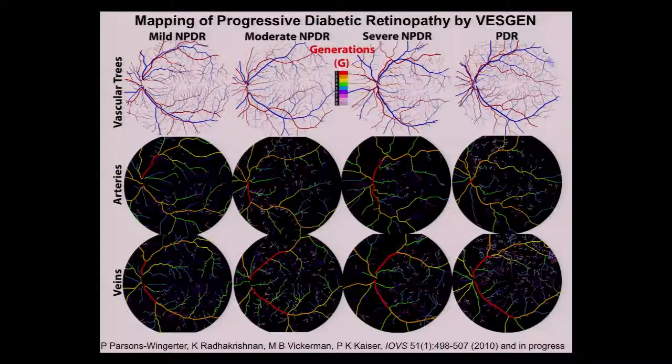So applying the methods and technology that we developed in the CAM to the human retina and the progression of this disease, you can see the maps of the arterial trees through mild, moderate, severe, and very late blinding stage, as well as in the venous trees.